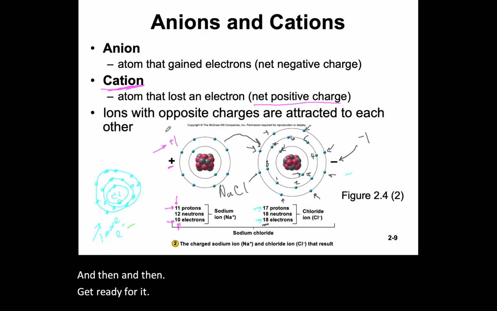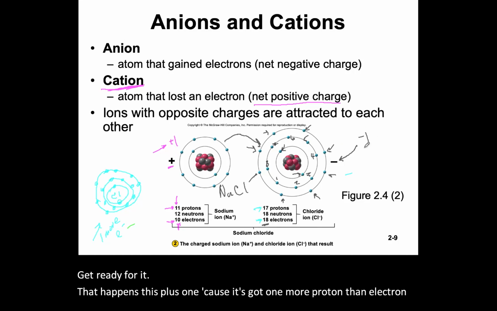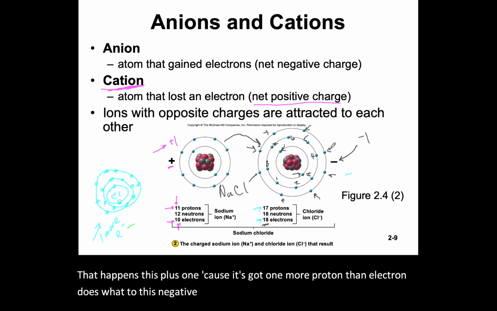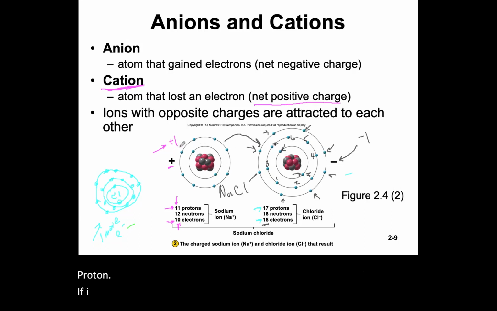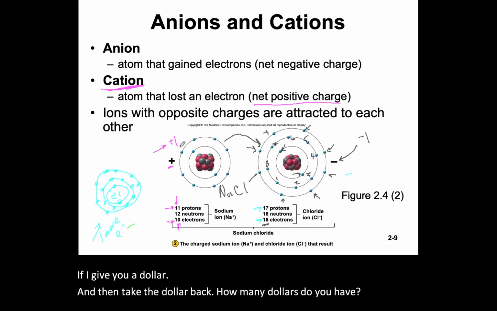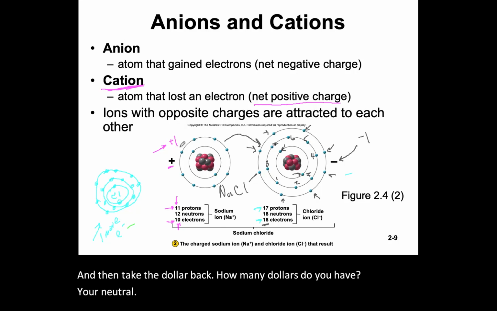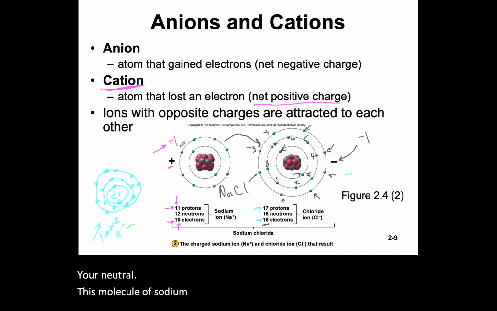When that happens, this plus one, because it's got one more proton than electron, does what to this negative one because it's got one more electron than proton? If I give you $1 and then take the dollar back, how many dollars do you have? 0. You're neutral. This molecule of sodium chloride is neutral because everything is once again balanced out.